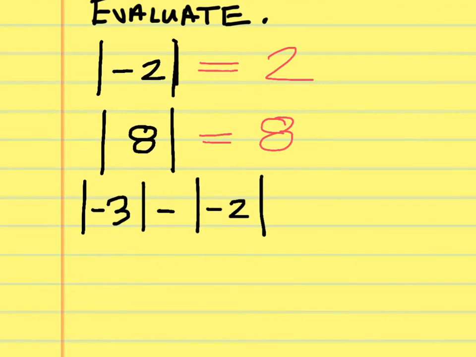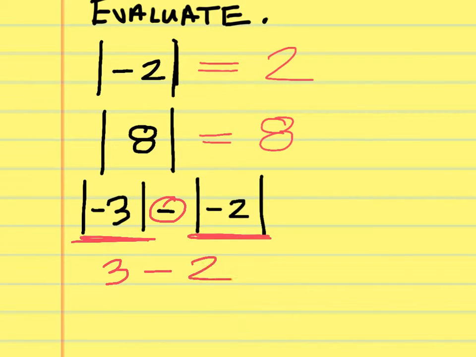Down here at the bottom, you have an expression that you can simplify first and then evaluate. The absolute value of negative 3 is 3. I keep my minus sign, and the absolute value of negative 2 is positive 2. 3 minus 2 is 1.